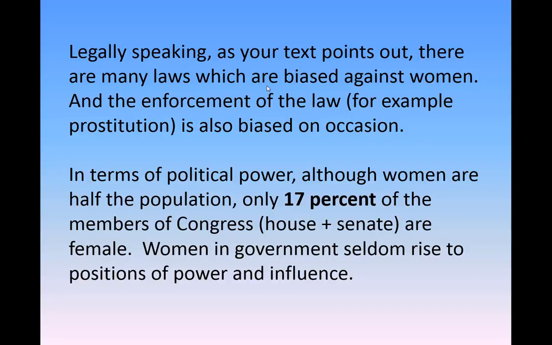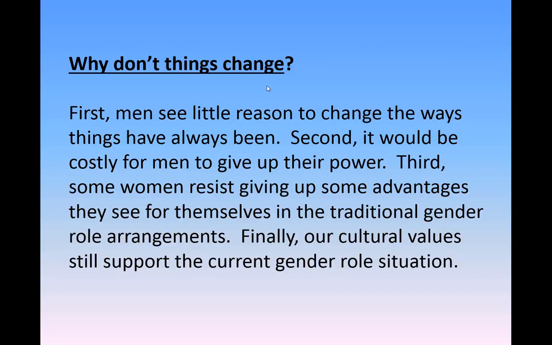Now, politically, women are fewer in Congress and hold fewer political offices, and seldom rise to positions of power and influence. So why don't things change? For one thing, men don't see any reason really to change things. It would be costly to give up their power, and then some women resist giving up some advantages they see for themselves in the current gender arrangement.